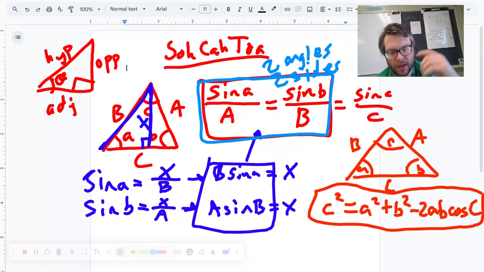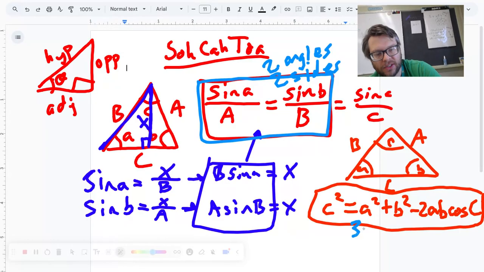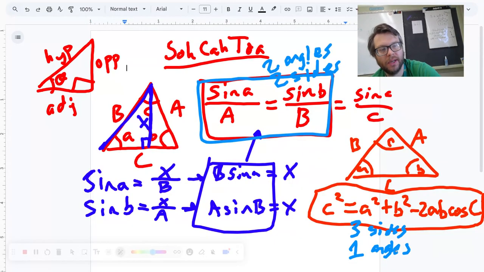Otherwise, law of sines is not going to help you, because you need to have everything except for one unknown. Similarly, look at the law of cosines. Law of cosines has three sides and one angle. Four pieces of information in the formula, you need to know three of them. So if you know three sides, or if you only know two sides but you know one angle, then law of cosines can help you out.